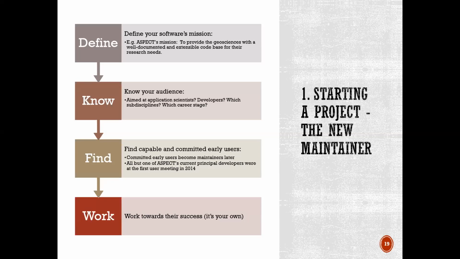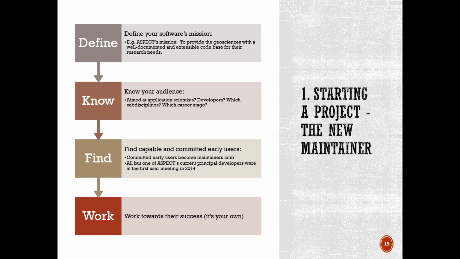The first one would be to define what your software is about, which essentially means defining a mission and maybe a vision for the project. To give you an example, Aspect's mission at the moment is to provide the geosciences with a well-documented and extensible code base for their research needs. That can probably be made a bit more specific, but it still has important concepts in there. We want the code to be well documented, we want the code to be extensible, and we want it to be applicable to research needs. It's not a teaching code primarily.